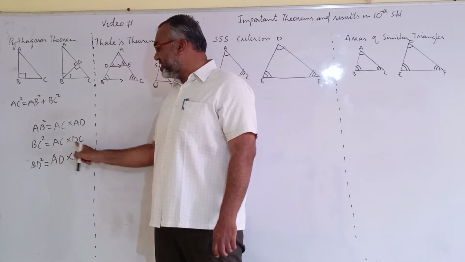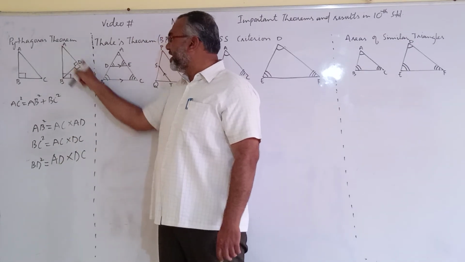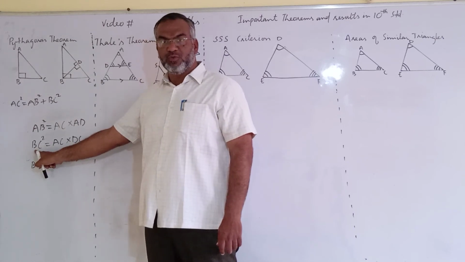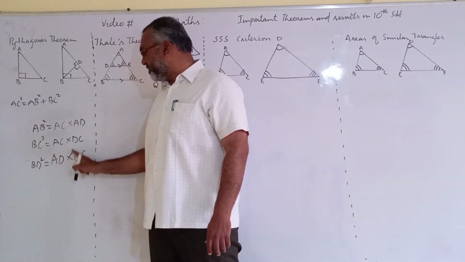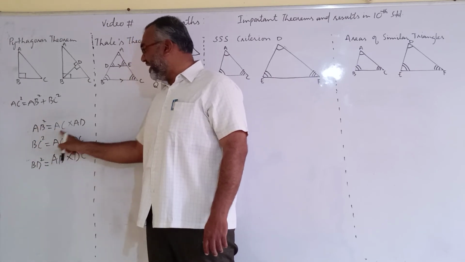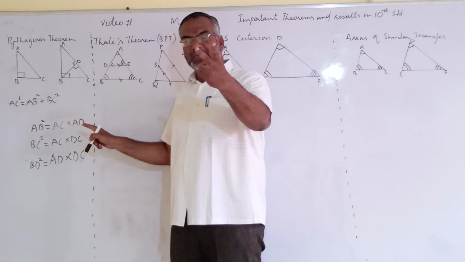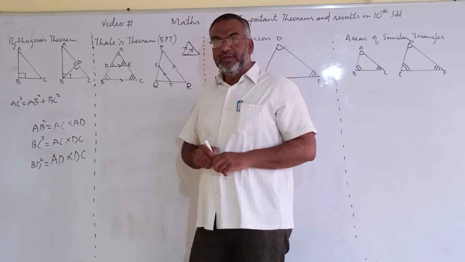Or they give you AC and DC, and they ask you to find BC square. Like this. Three are there: 1, 2, 3. Out of these three lengths, two lengths will be given. The third length you have to find.